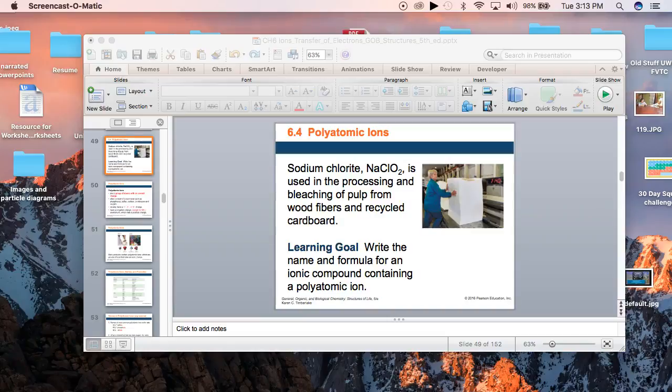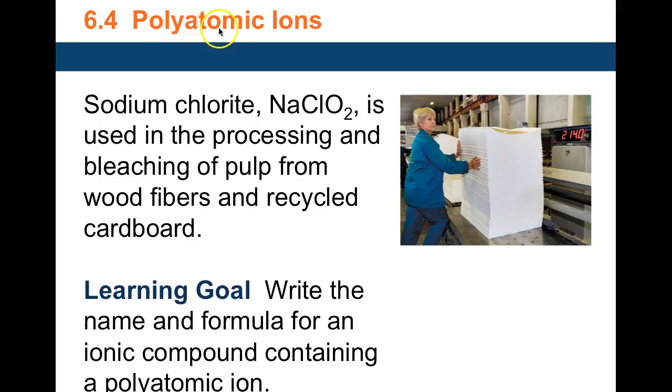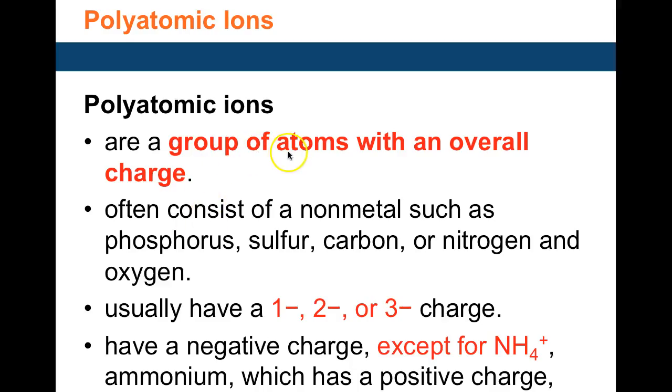So in this video, we're continuing with chapter 6 and section 6.4, that's polyatomic ions. Polyatomic ions are defined as a group of atoms but with one single charge. So for example, you see here NH4, all right? So you have a nitrogen atom and 4 hydrogen atoms, but the whole entity has only one charge, which is one positive, all right? And this is the ammonium ion.